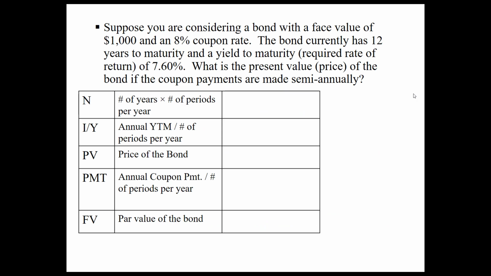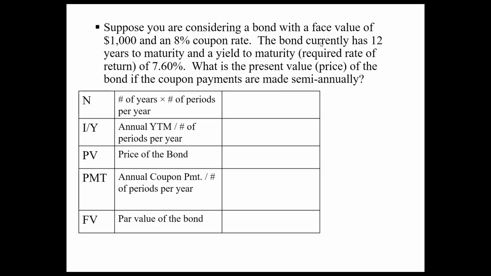This is the same example from before. Suppose you were considering a bond with a face value of $1,000 and an 8% annual coupon rate. The bond currently has 12 years to maturity and a yield to maturity of 7.6%, and we want to determine the price. Our N is going to be the number of years times the number of time periods per year. In this case, the bond currently has 12 years to maturity.